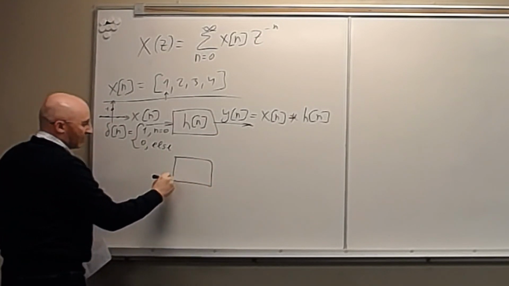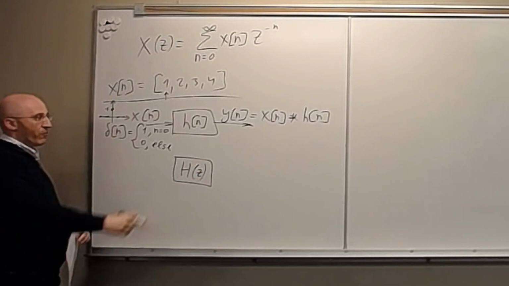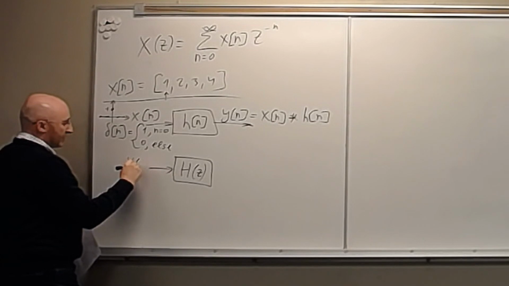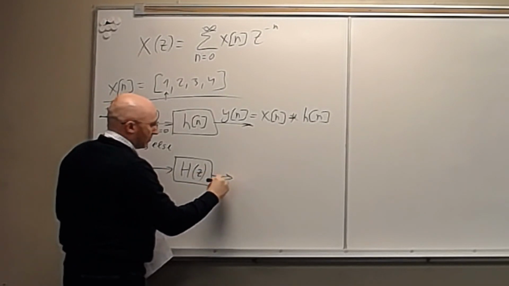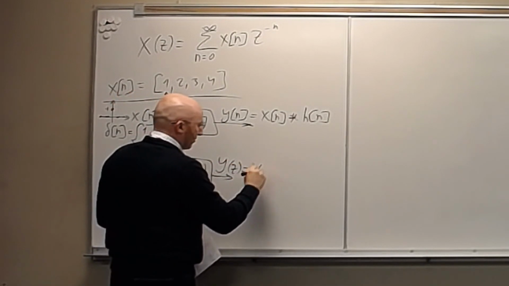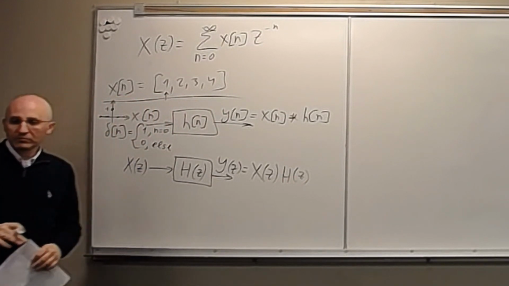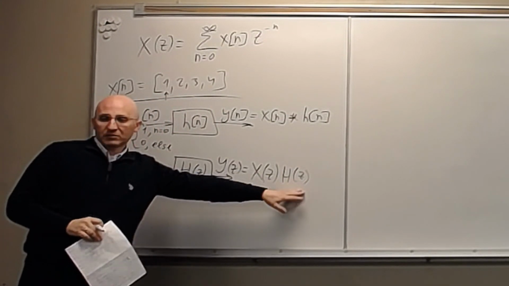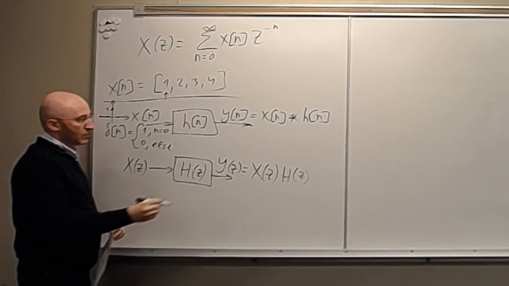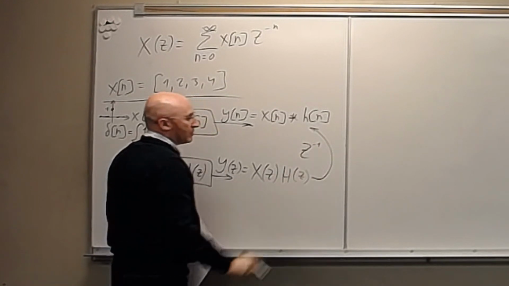You convert everything into Z domain. You make Z transform of H. You make Z transform of X. And the Z transform of Y will be just multiplication of X(z) by H(z). From that one, you can do inverse Z transform to get back to y(t). So from that one to that one, you just inverse Z transform.